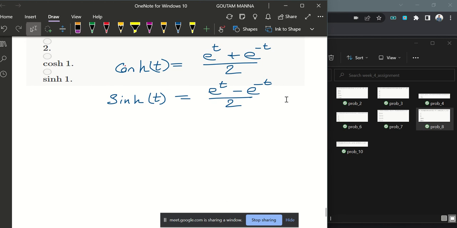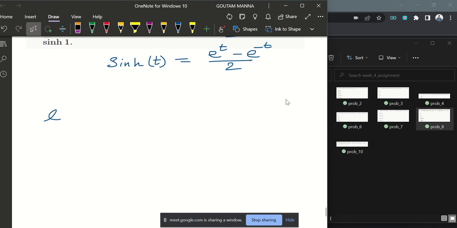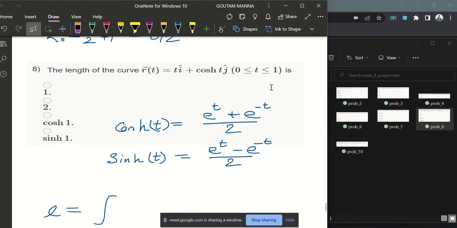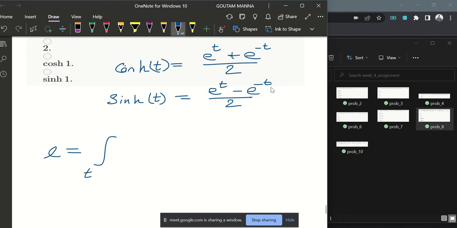So the arc length L is the integral from t equals 0 to 1 of the magnitude of r dot, that is the velocity, times dt. So it is basically ds or dL, the infinitesimal distance, and you will add up this distance and you will get the entire length of this curve.